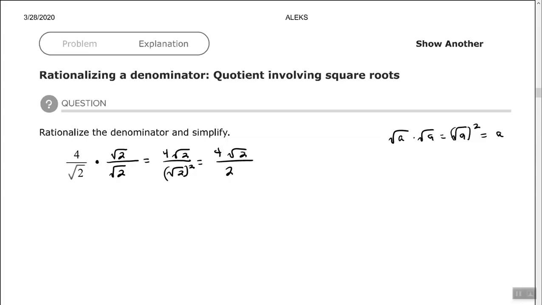Now since this is multiplication in my numerator, I can simplify the 4 that's outside of my radical, that whole number 4 and the whole number 2. So I know that 2 will go into 4 2 times. So I can simplify that, and that would leave me with 2 times the square root of 2.